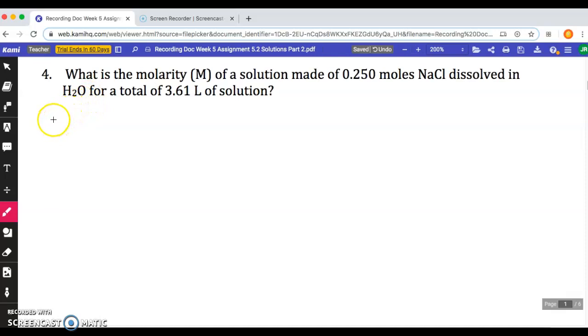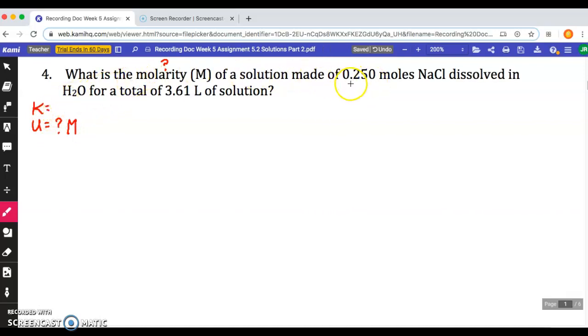Okay, so the first thing that you want to do is to deconstruct this problem. You just gotta understand what this problem is saying. What is the molarity? So this is your unknown. Okay, and let's do it this way. Let's figure out the known, K for known, and U for unknown. So our unknown, what is the molarity? Question mark. Molarity represented by capital M.